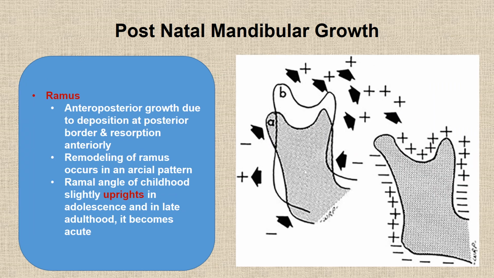Now, the ramus. The anterior-posterior growth is due to deposition at the posterior border and resorption anteriorly. Now, this remodeling of the ramus occurs in an arcual pattern. Because of this arcual pattern, the ramal angle of childhood is more horizontal, slightly upright in adolescence, and in late adulthood it becomes acute.